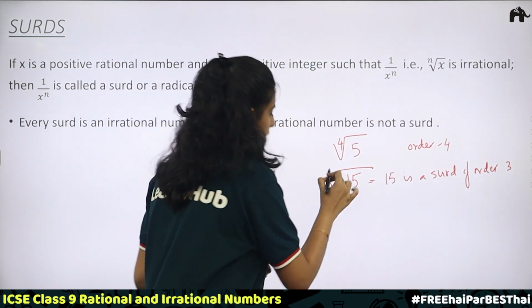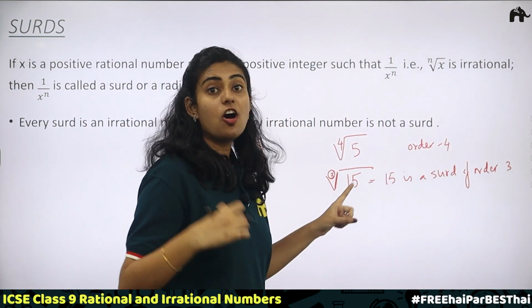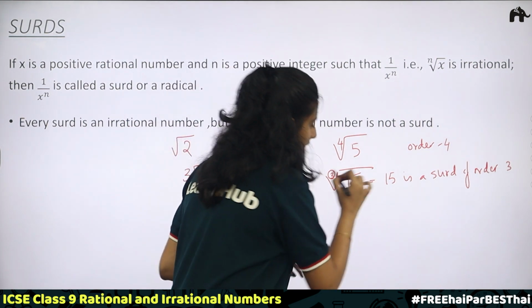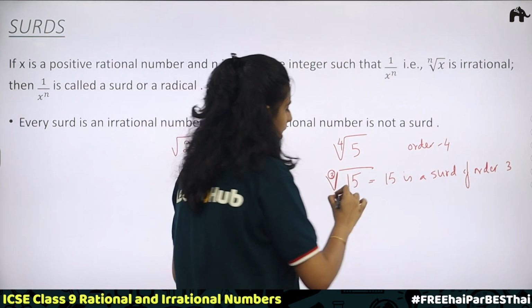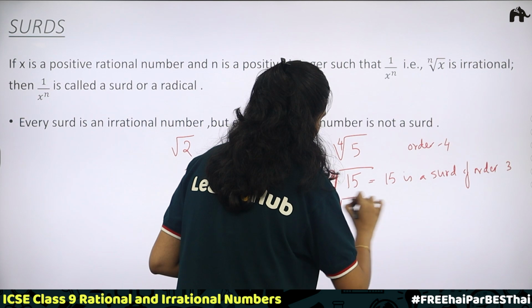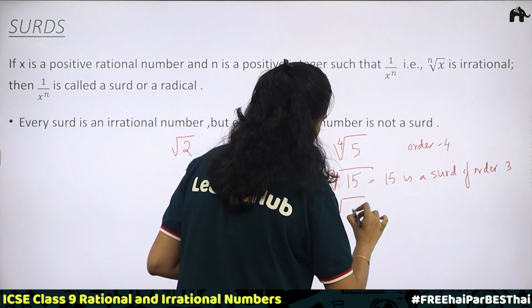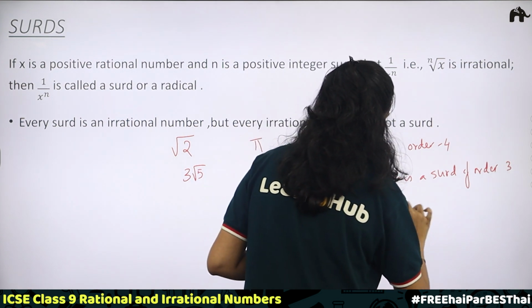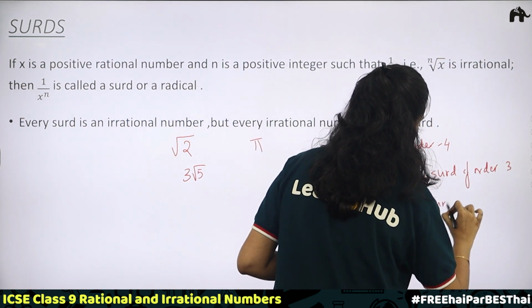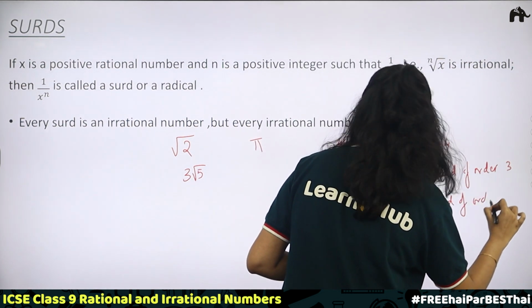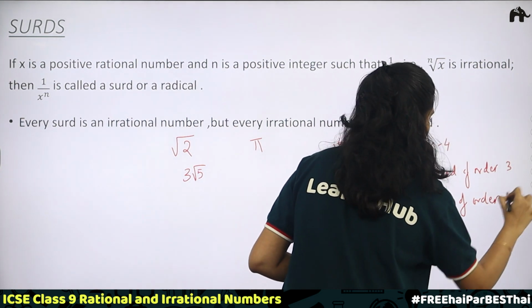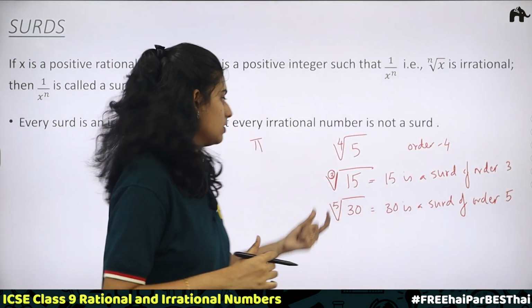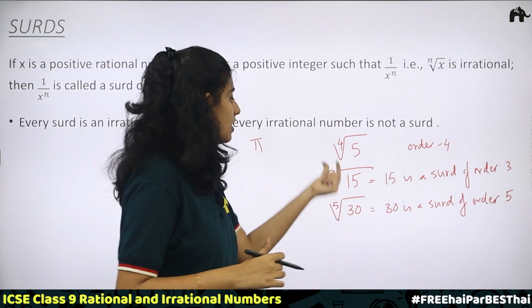Okay, order 3. The number which comes here is the order, or you call it the index. And this is a radical. Next, if you take the fifth root of 30, you can see this as 30 is a surd of order 5. So this is how you can say what the order is.